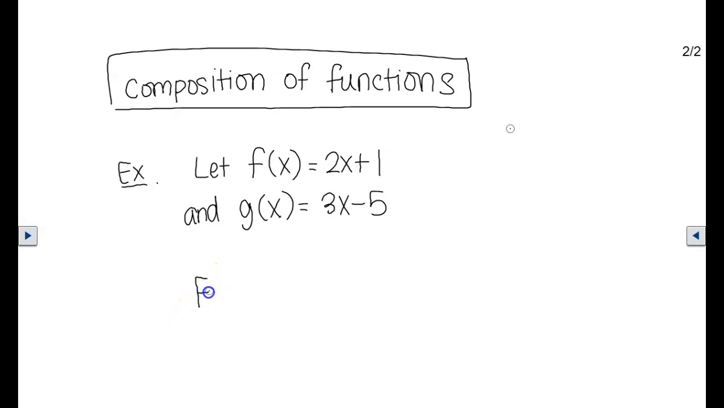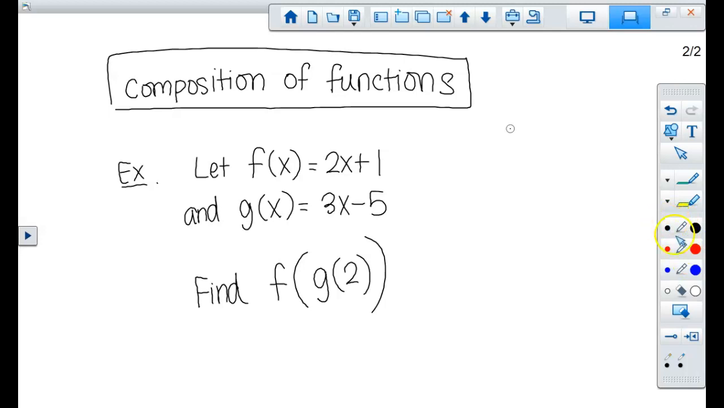Now, a composition of functions problem is going to look like this. They're going to say something like, find f of g of 2. Now look how I'm reading that. F of g of 2. So notice that I am in this problem using both of the functions. So this is a composition. This is combining 2 functions.